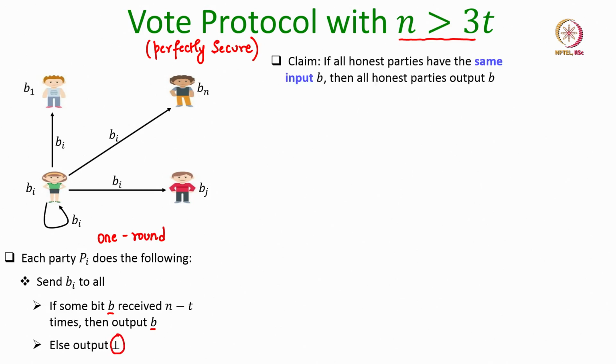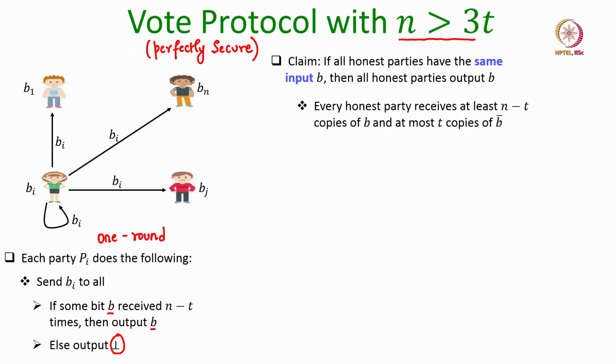Now, we make some claims regarding this simple vote protocol. The first claim is that if all the honest parties have the same input, then everyone outputs that bit b. And the proof is very simple. If every honest party has the same input b, and remember we have at least n minus t honest parties.